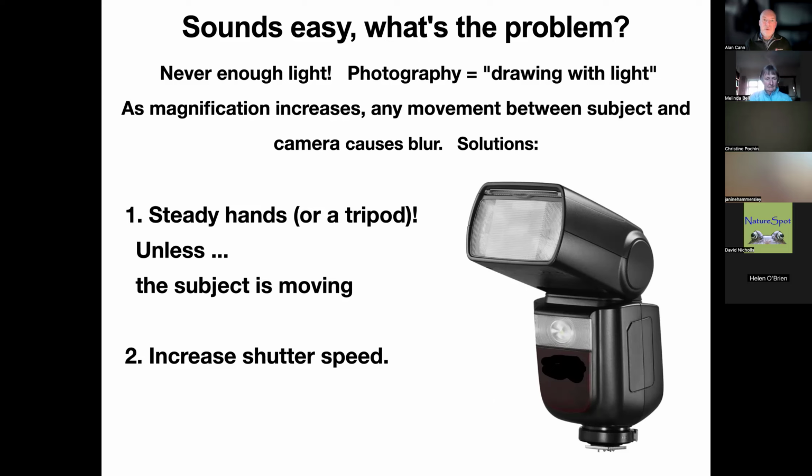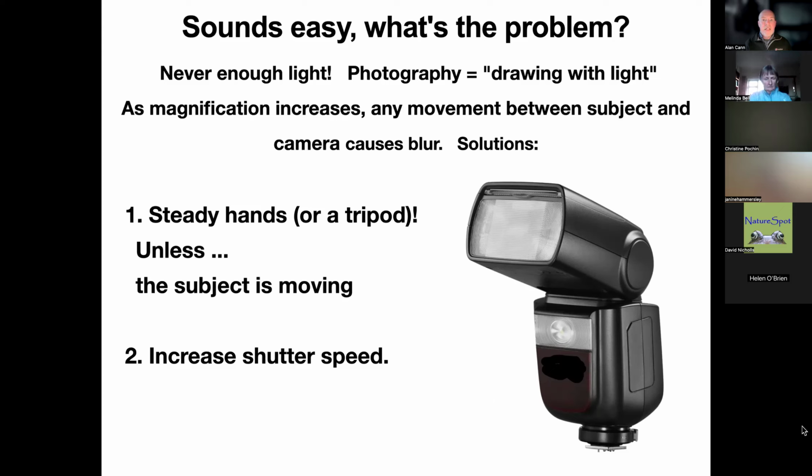Obviously not moving the camera is the fundamental thing, but there are limits there, particularly if you're hand holding the camera, if you're not using a tripod, and it's not always easy to use a tripod for macro. One of the ways around this problem of blur is to increase the shutter speed of the camera.